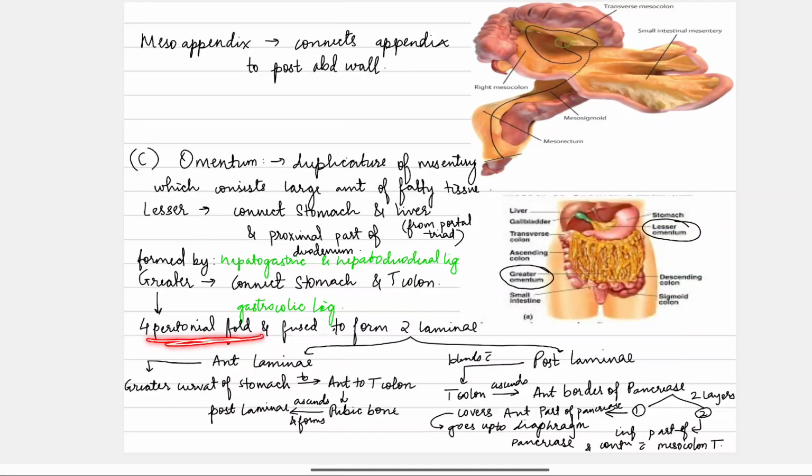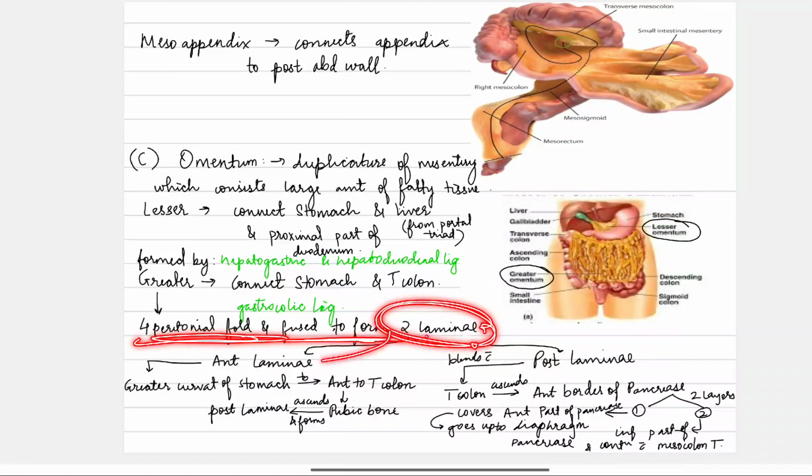There are 4 peritoneal folds, and they fuse to form 2 laminae, an anterior lamina and a posterior lamina. The anterior lamina goes from the greater curvature of the stomach, anterior to the transverse colon, to the pubic bone, and ascends to form the posterior lamina. Once again, 4 peritoneal folds fuse to form 2 laminae.